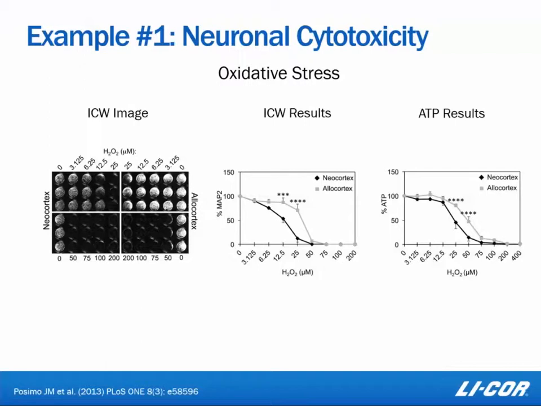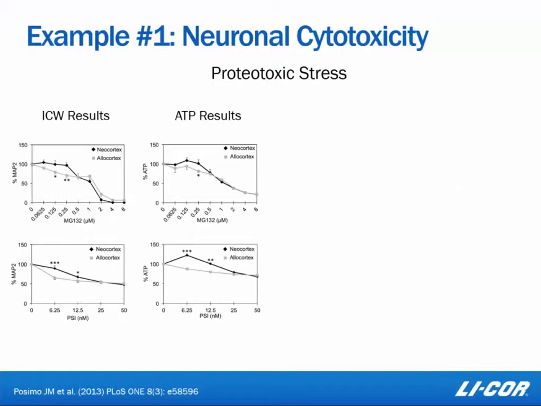So to test if the allocortex cells were indeed more sensitive to protein toxicity in these assays, they performed a proteotoxic stress test. For this, they added either MG132 or PSI, and these are inhibitors of the proteasome, and their application mimics a protein toxicity state. With both assays, they found that allocortex cells were more susceptible to proteotoxic stress than neocortex cells, which is consistent with what's seen in vivo.